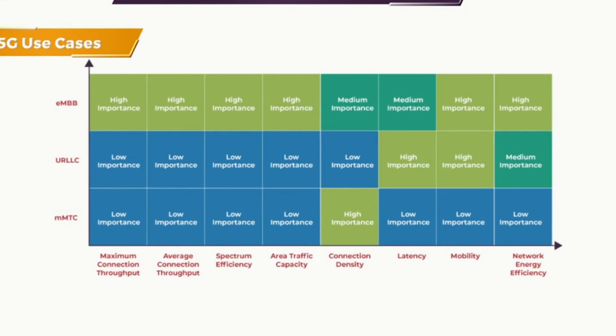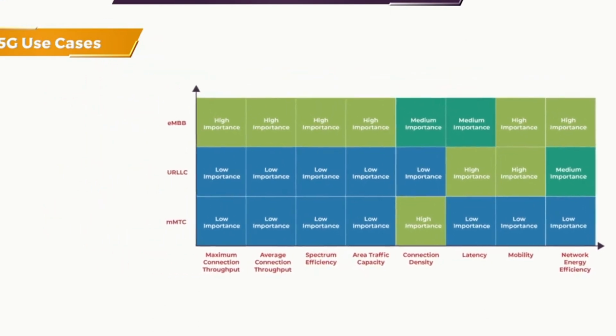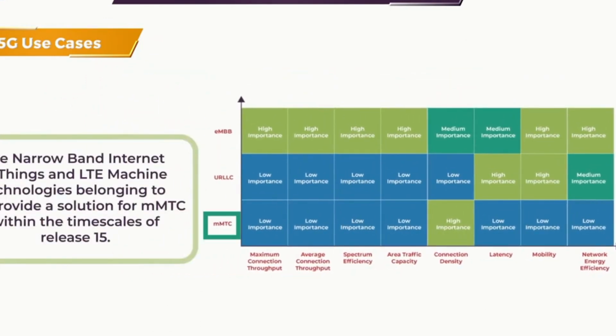3GPP is accounting for the requirements for these use cases when standardizing 5G. Release 15 focuses upon the eMBB and URLLC categories, but additional capabilities for mMTC will be added in Release 16. The Narrowband Internet of Things (NB-IoT) and LTE machine type technologies belonging to 4G provide a solution for mMTC within the timescale of Release 15. Each use case category has its own set of requirements.